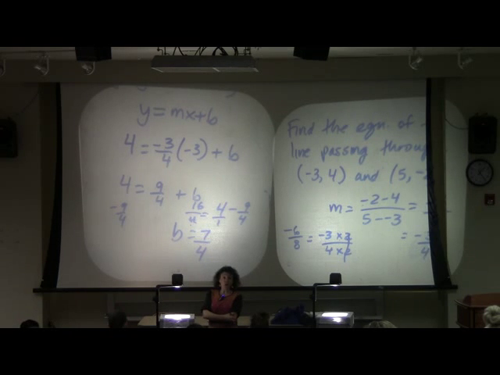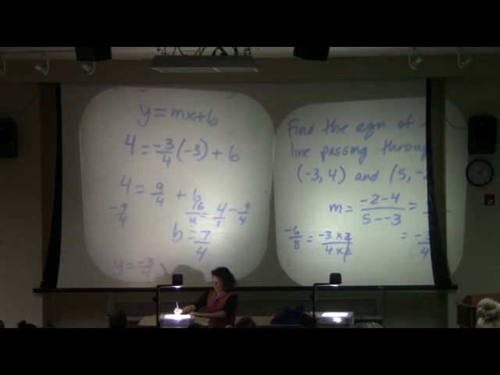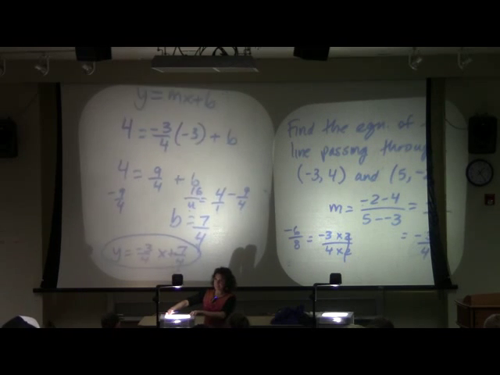Okay? Now, are we done? No, we got to write the equation of the line. So we have y is m, which is negative 3/4, x plus b, which is 7/4. Isn't that cute?